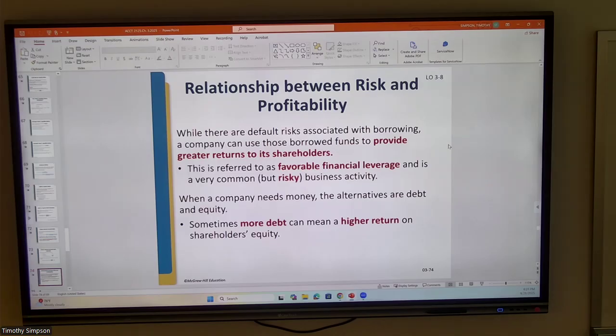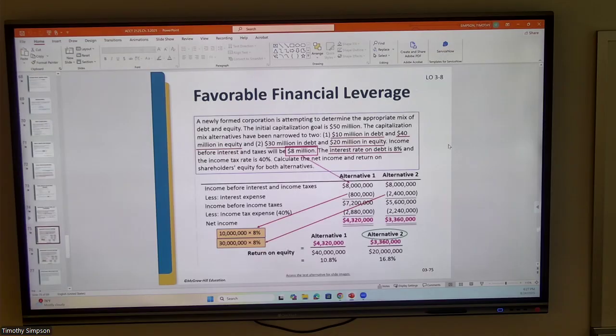But it's the idea that you can use other people's money to make more money, and it's risky as you add more debt, but nonetheless, risk and return tend to go hand in hand. So sometimes more debt can mean a higher return on shareholders' equity, and that's an important principle of finance. We certainly saw this in the 1980s, where companies were taking lots and lots of debt to do lots of things, particularly buying other companies, and in many cases, it paid off.